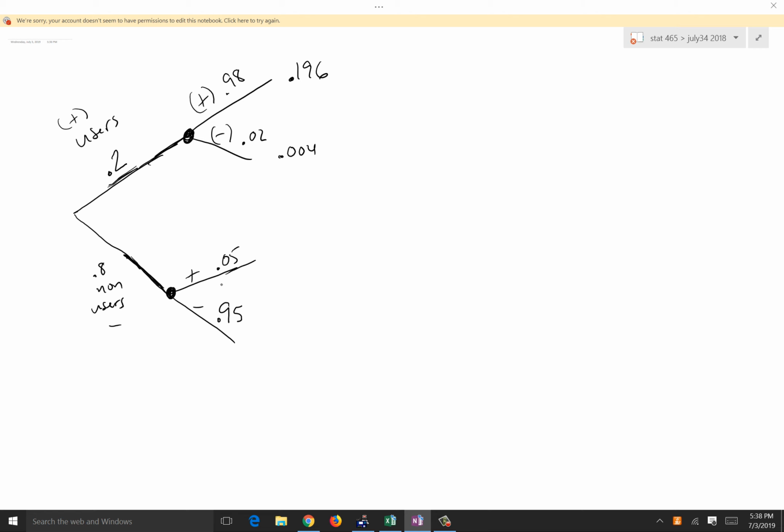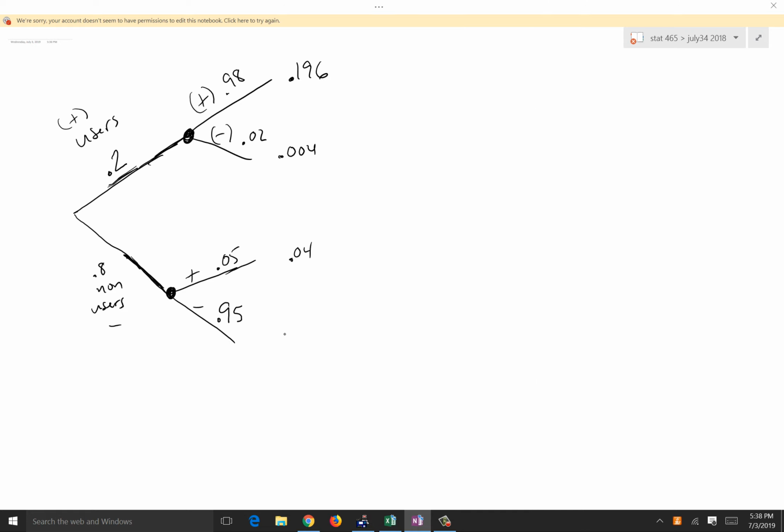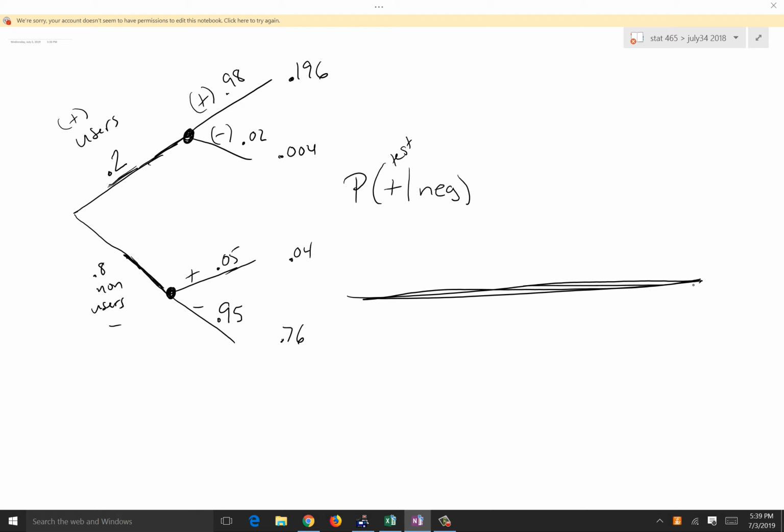And then here, 0.8 times 0.05, so 4% here. The other 76% go here, right? Nice. So the question is this: if a person tested positive, what is the probability that they tested positive given that they were negative? Okay. So what had to happen first? Okay, I'm sorry. I lied to you. What is the probability that they were negative given they tested positive? That's the question I want to ask.